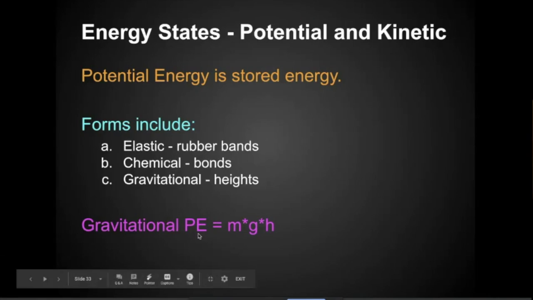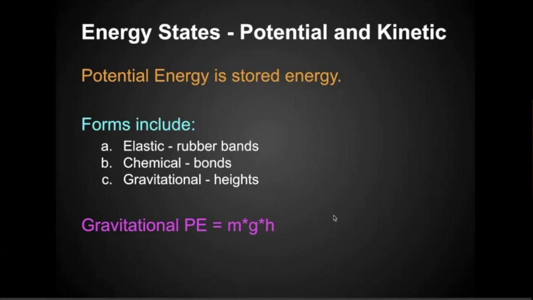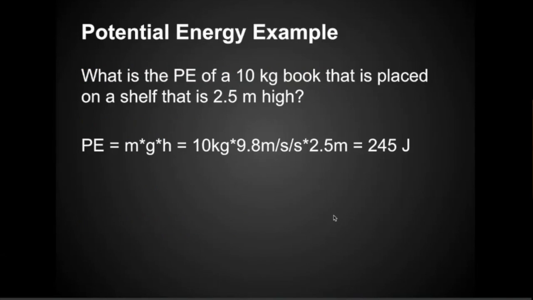Now, we're going to spend most of our time on gravitational, and the equation for that is m times g times h. And m is the mass, g is 9.8 meters per second squared, and height is the height in meters that the object is. So here's an example. It says, what is the PE, potential energy, of a 10 kilogram book that is placed on a shelf that is 2.5 meters high?